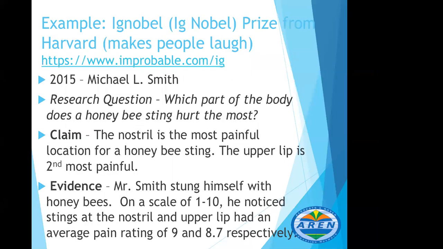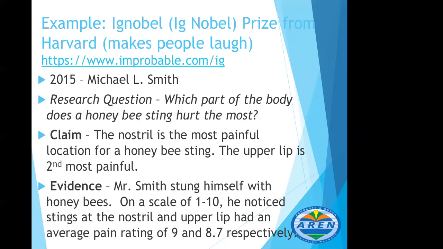This is another one I thought I would share, and that's the Ig Nobel Prize from Harvard. And that's a pretty neat one there, improbable.com/IG. And so they do make people laugh, but they ask questions and they collect research, and then they give an award for the one that, you know, kind of makes sense. And so here's what we had. Michael Smith in 2015 wrote this research question. And his question was, which part of the body does a honeybee sting hurt the most?